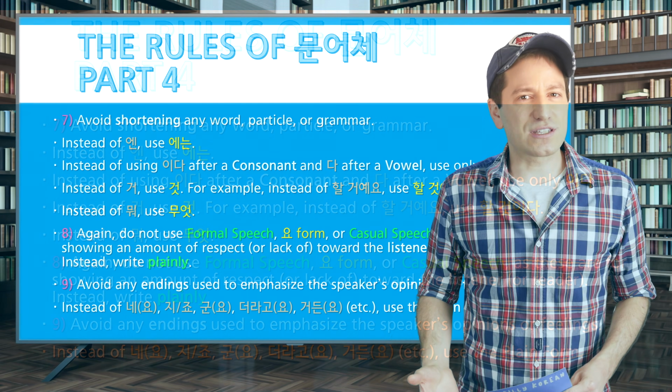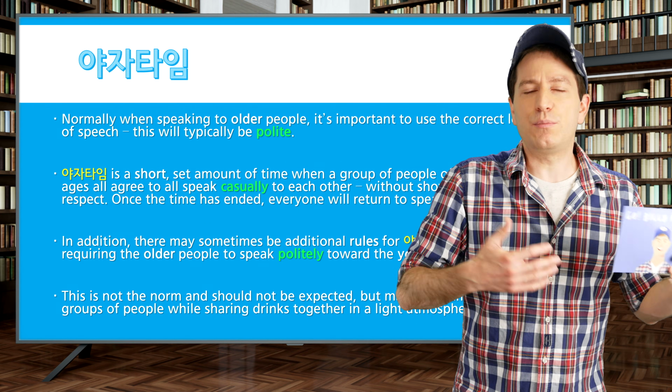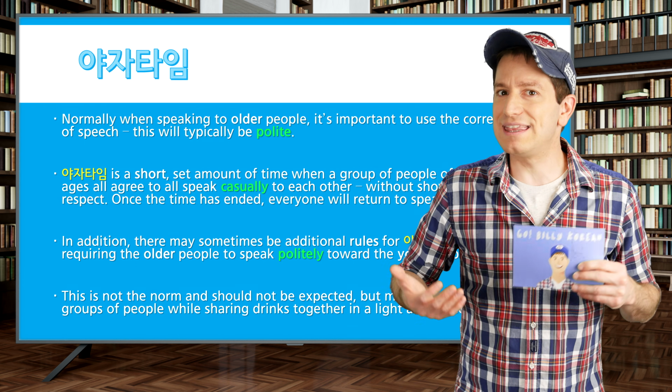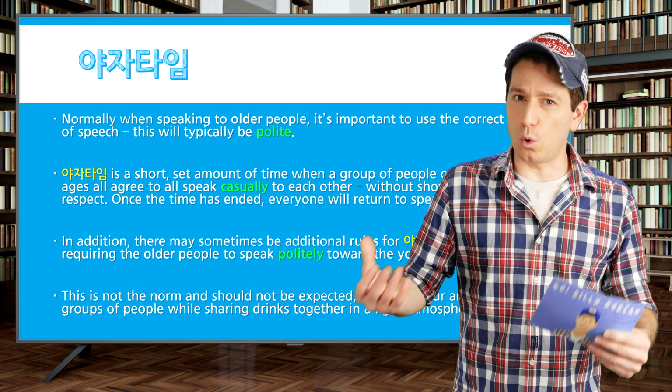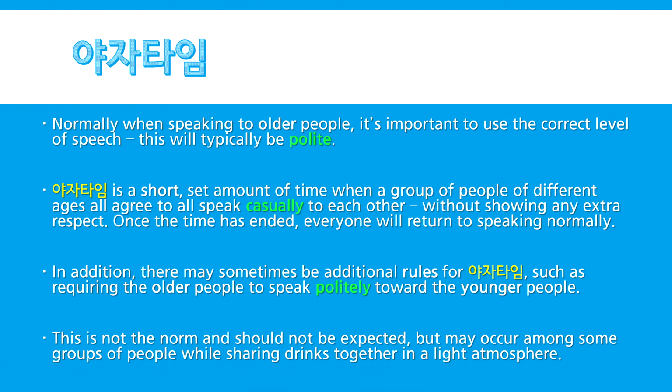Next, let's talk about something that may be less common, but could still be useful to know, and that is 야자타임. Typically, when you're speaking to someone who's older, it's important to be polite. Now, 야자타임 is a short, set amount of time when a group of people of different ages all agree to speak casually to each other, without showing any extra respect. But once that time has ended, everyone will return to speaking normally again.